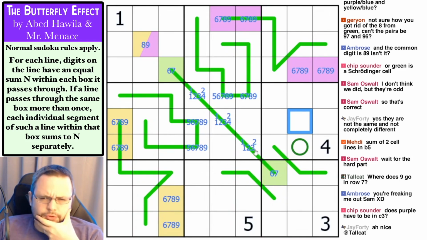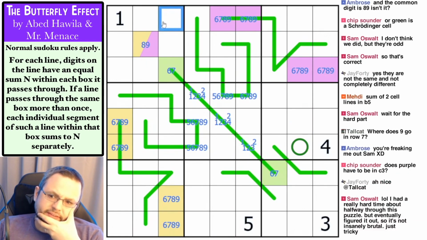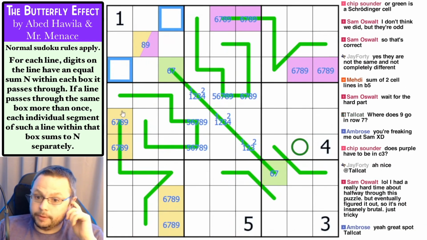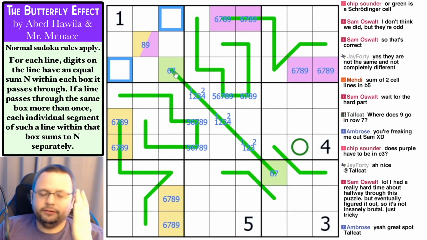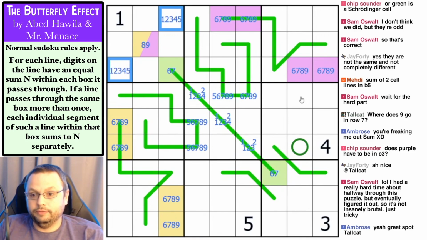Okay, so that's true. So this cell and this cell both see all of 6, 7, 8, and 9. Because it sees all the purples, all the yellows, and green. And although, boy, does this hurt my head because of the overlapping colors, all the purples, all the yellows, and green is all of 6, 7, 8, 9.